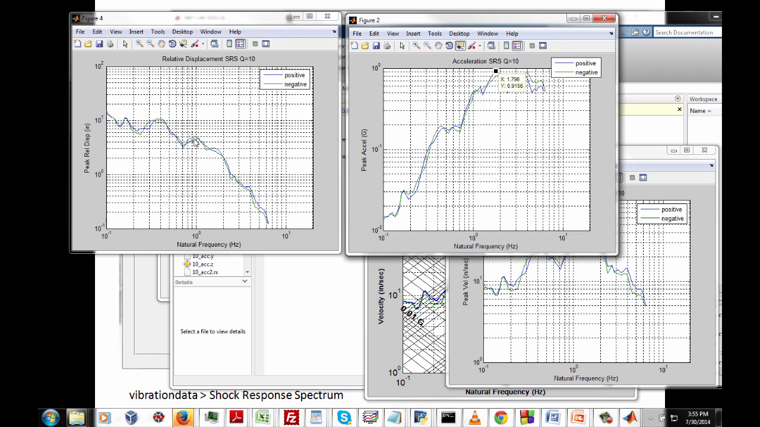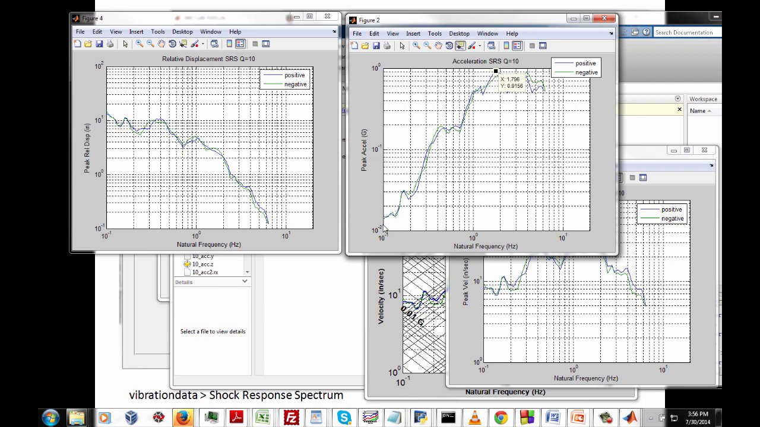And here are the two curves, positive and negative. Well, in this case, the lower our natural frequency, the higher our peak relative displacement.